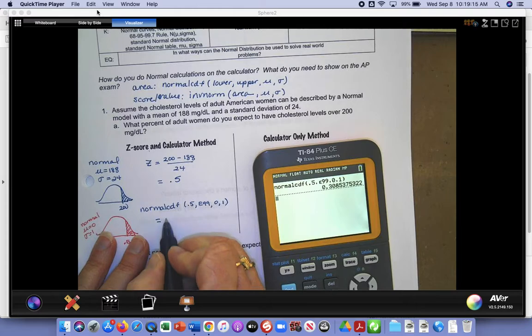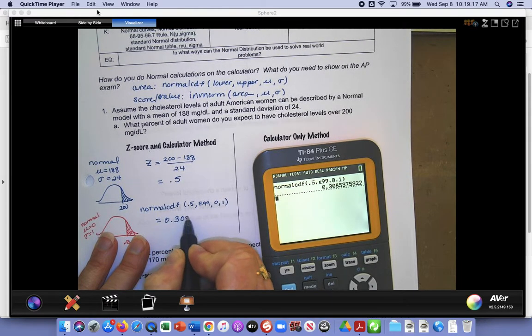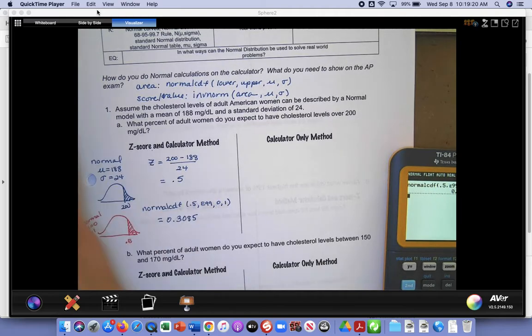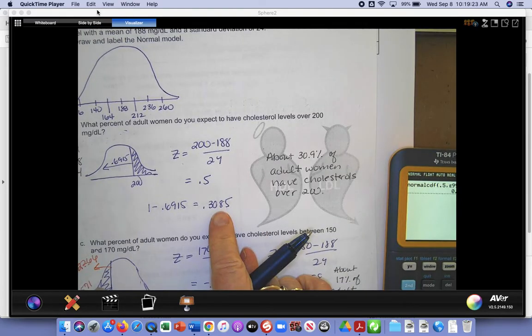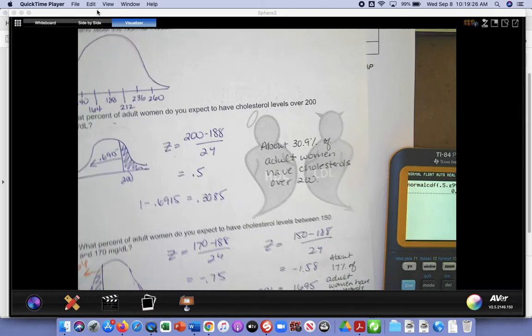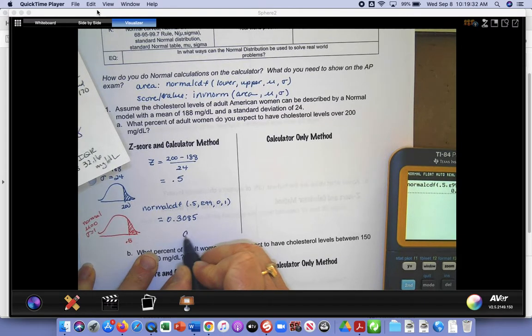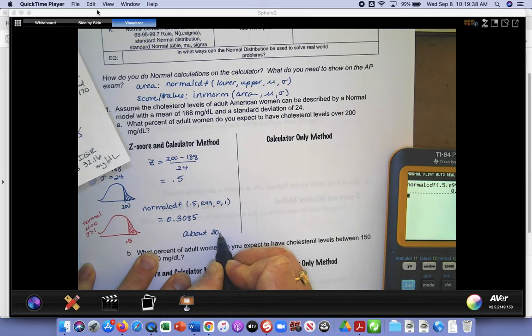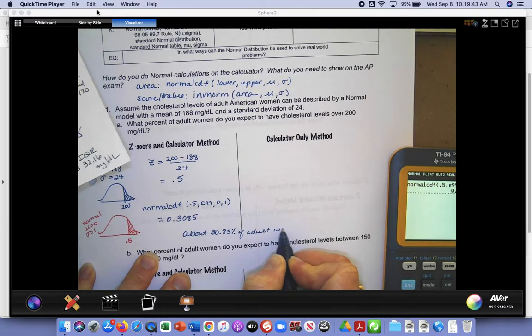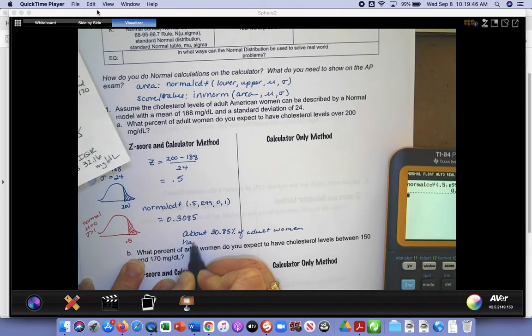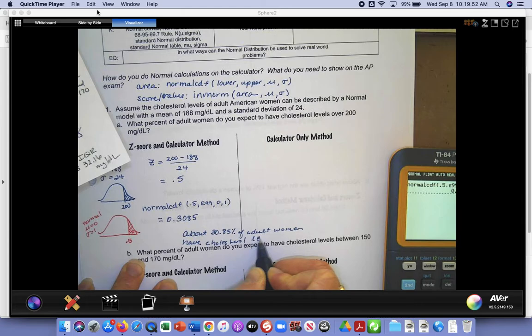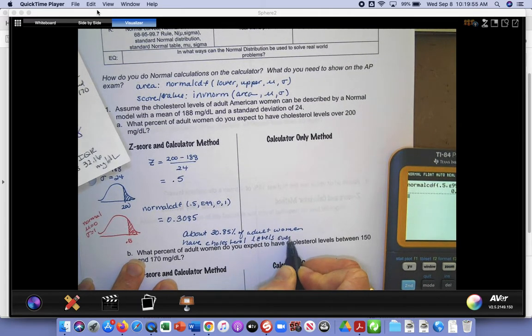There's the answer. I'm going to round these ones now to 4 decimal places. That was basically what I had in the table, so that's what we got in the table. Now I'm showing you how you can get the same answer in the calculator. And again, I would write the summary statement. I'm going to write it here in the middle because it's going to apply. So about 30.85% of adult women have cholesterol levels over 200.